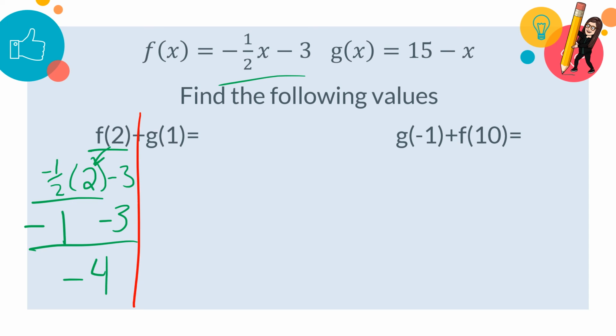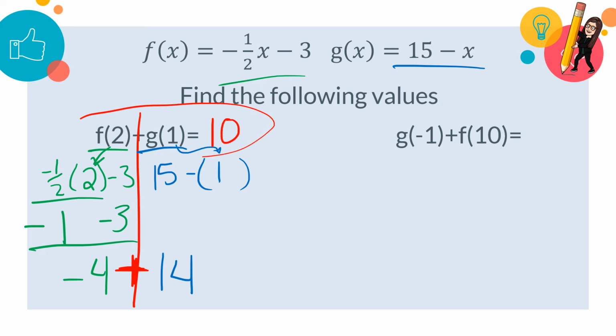Let's look at the right side. G rule says 15 minus x, but instead of x, I plug in a 1. 15 minus 1 is 14. Now the rule says we want to add our final answers. Negative 4 plus 14 is 10. Let's try it again.